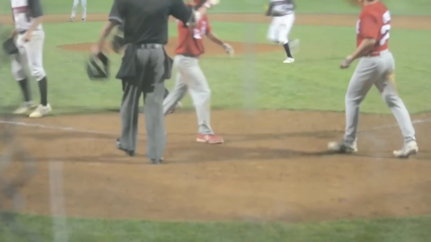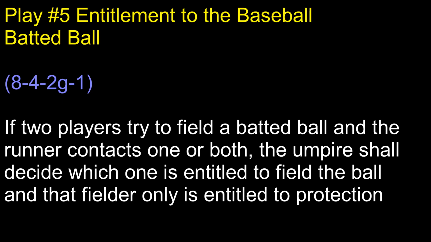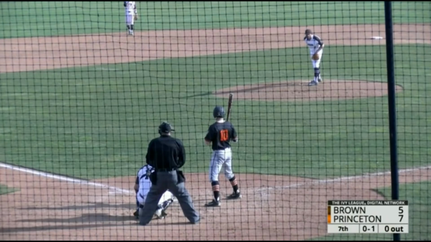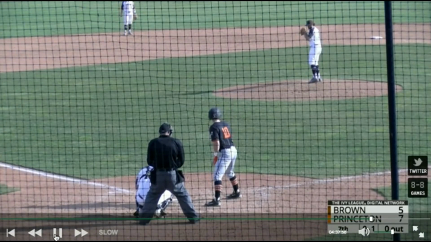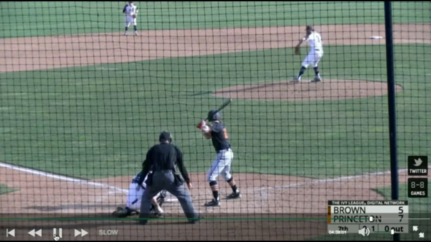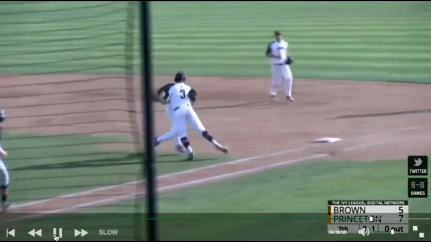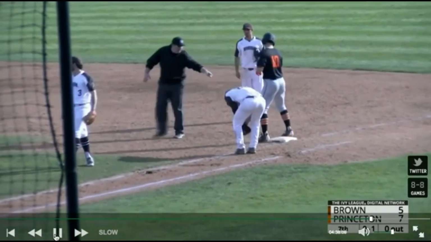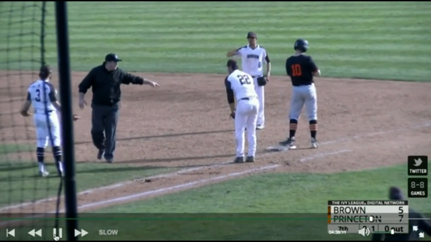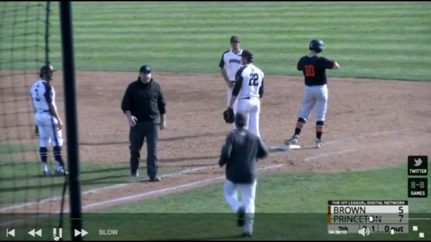Obstruction was correctly ruled. I put this play on here to illustrate a fielder's entitlement to the baseball as noted in Rule 8-4-2g-1. Only one fielder is entitled to fielding a batted ball, and that fielder also receives protection in regards to interference. The first baseman will receive entitlement to the baseball, leaving the pitcher unprotected by a rule and could be called for obstruction as it was here.